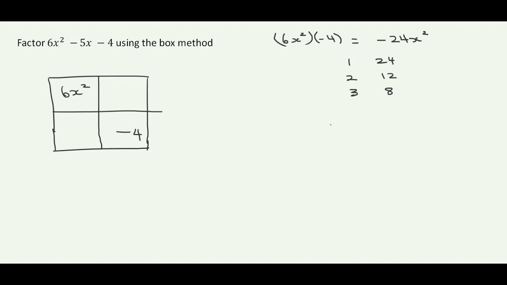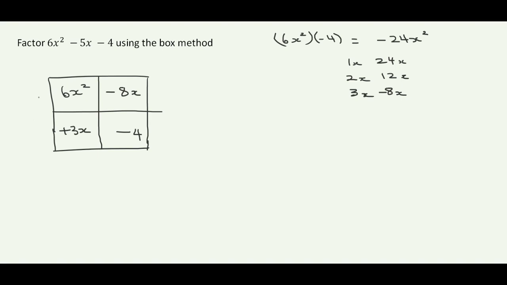3 and 8. So let's put the x right here just so that we can be more precise. So we can see 3 and 8. 3x and 8x. We want a -5. Because we want a -5, it means the larger number has to be negative. So we have -8x plus 3x.